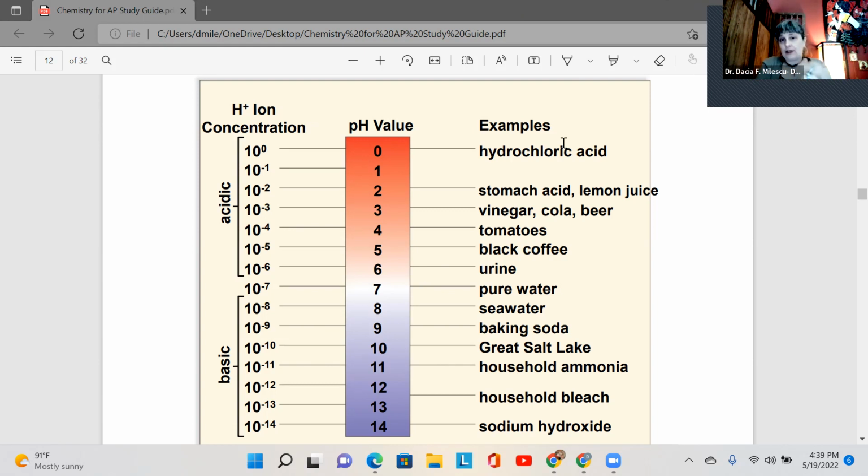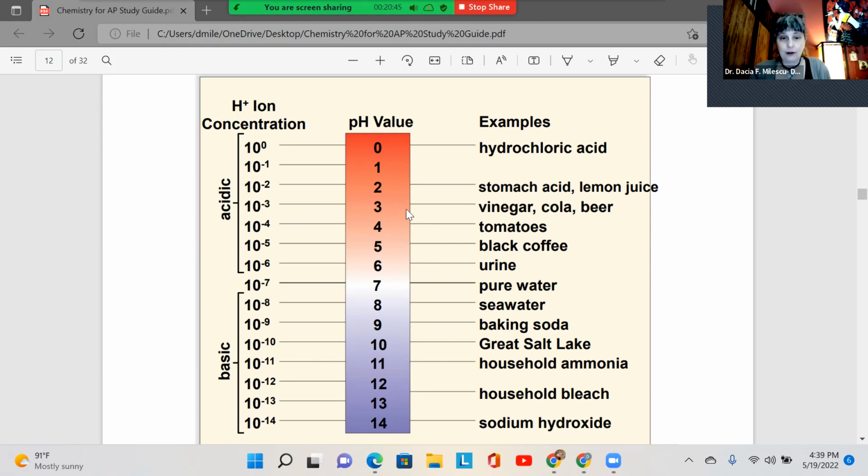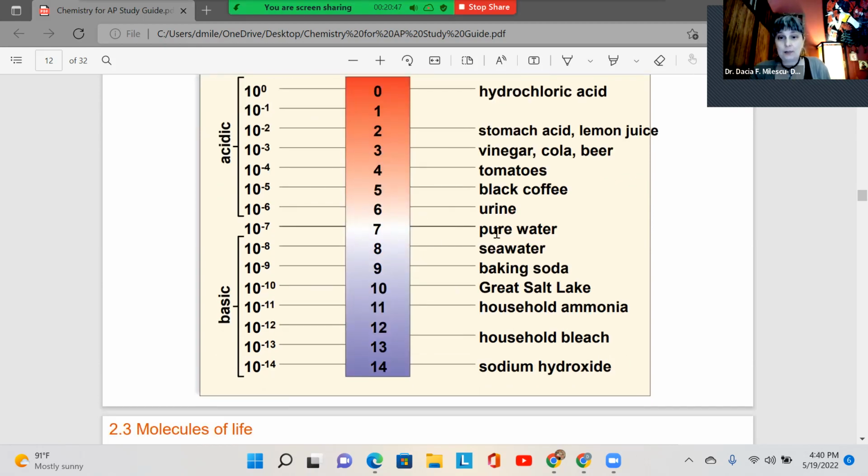Okay, so a pH of 0, that means it's like pure hydrogen. I mean, like a massive release of hydrogen. Stomach acid is around 2, lemon juice is also around 2, vinegar, cola, beer is around 3, tomatoes around 4, black coffee is around 5, urine is around 6, 7 is pure water.